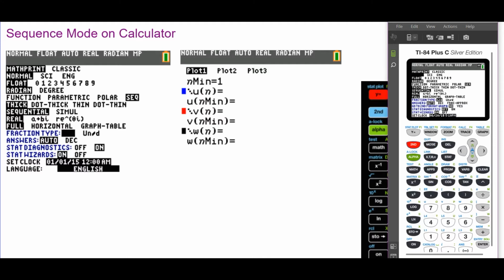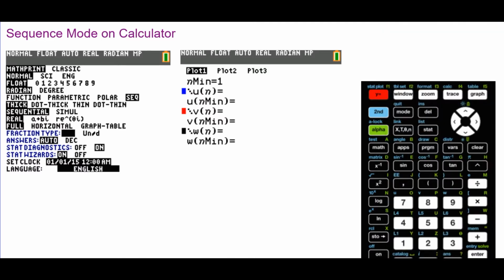And then nothing in your calculator is going to change in sequence mode except for what's happening in your y equals. So if you press your y equals, you should see n min, and it should be set to 1. If it's not, go ahead and change that now. N min is just denoting what position you want to start at. So this is your starting position. So most often we want to start with the first term. So I would always just keep that at 1.